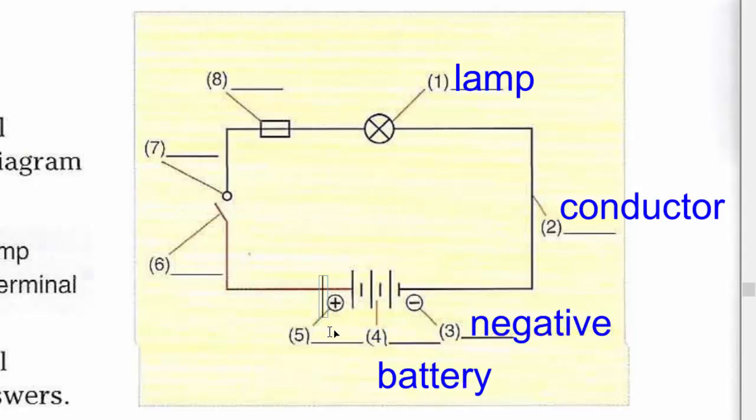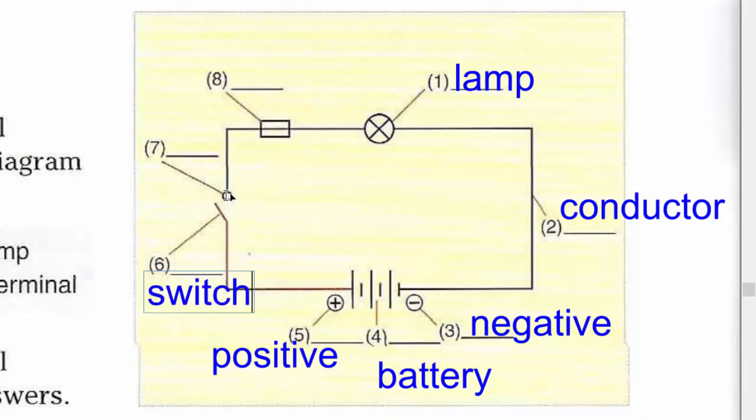And number 5. This is the positive side. Positive. What's this? Number 6. This is the switch. 7. Terminal. And what's this? Number 8. This is the fuse.